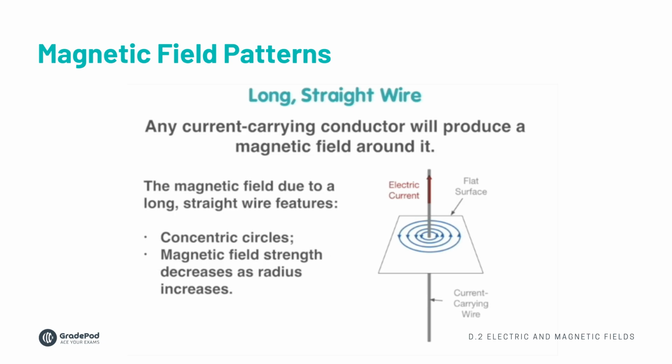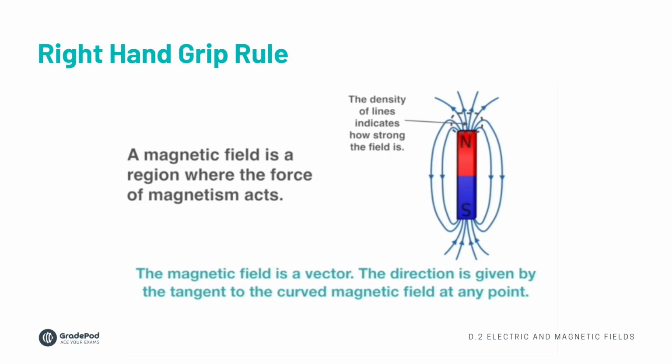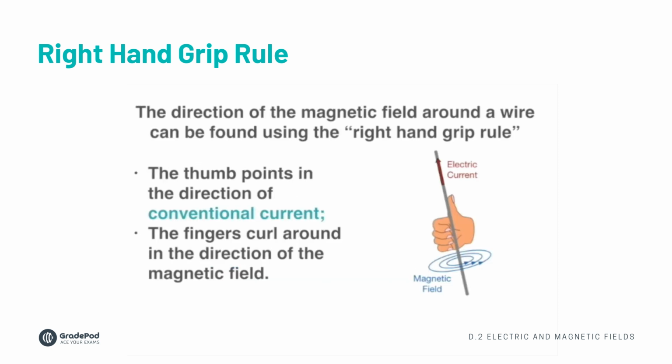There's a rule called the right-hand grip rule, which allows us to find out what the direction of the magnetic field is. In the previous slide, when we looked at the bar magnet, we knew that the direction of the magnetic field was from north all the way round to south. But if we go to a wire with a current flowing through it, there's no north and south. We don't know what direction the magnetic field is. So the right-hand grip rule allows us to determine that.